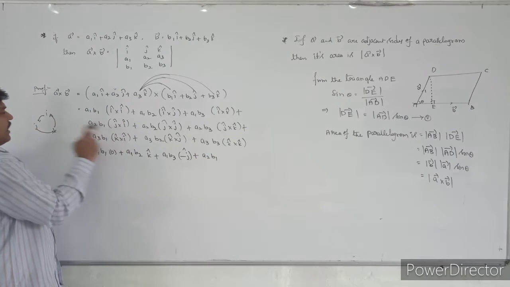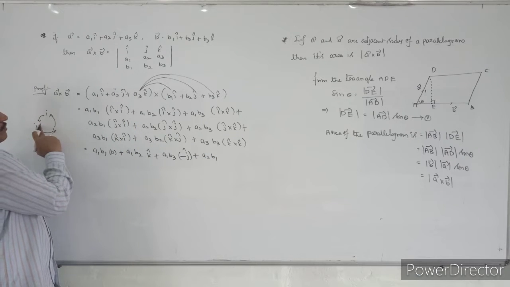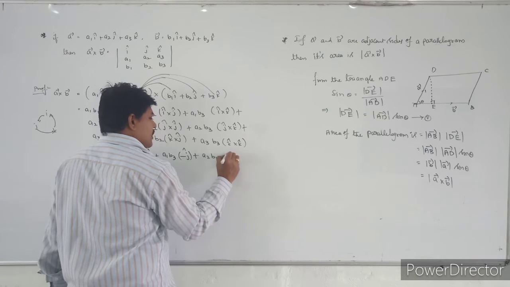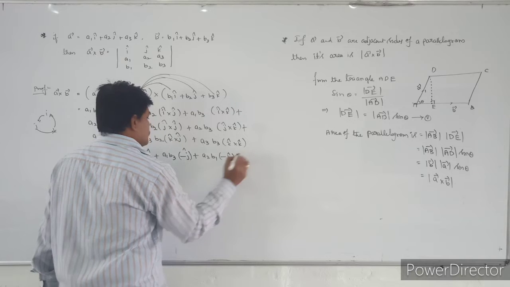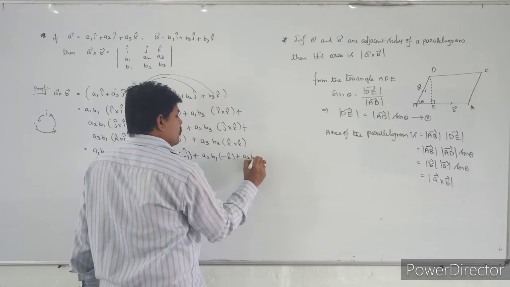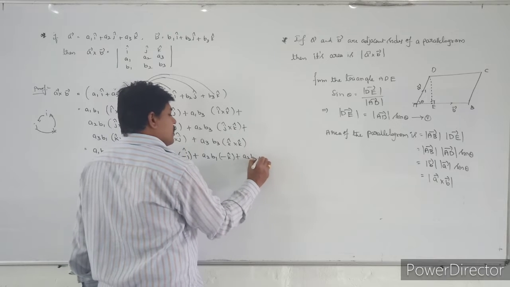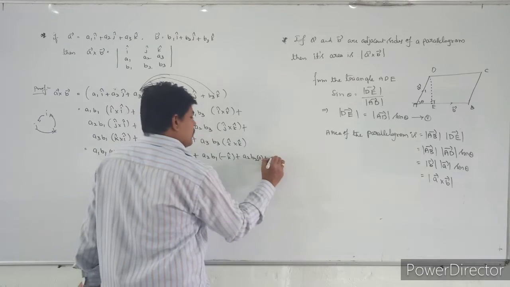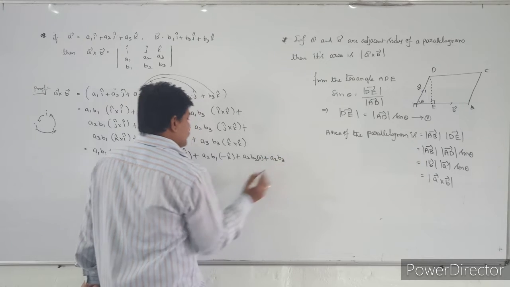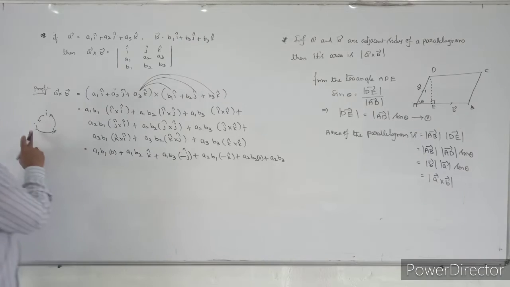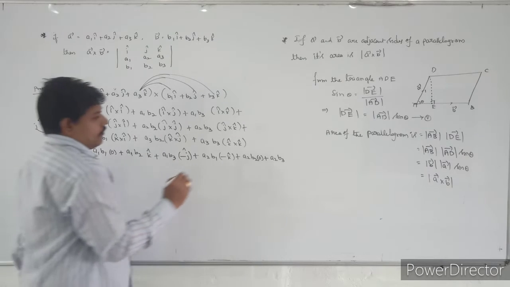Plus A2 B1 J cross I. I cross J is the right-hand system, so J cross I will become minus K. So that is minus K. Plus A2 B2 into J cross J, it will become 0. Plus A2 B3 into J cross K is the right hand system, so it will become I.